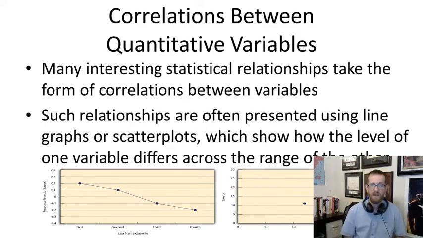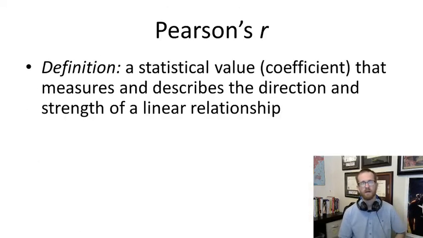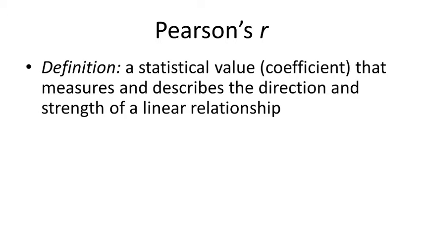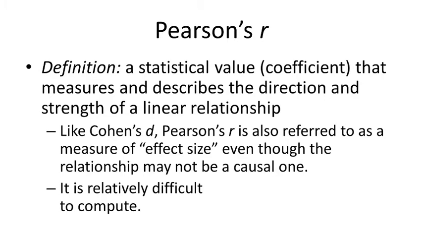That's the whole point of making a scatter plot, to see how these two variables might be related in some way. And the standardized way that we measure a correlation is something called Pearson's r. This is a statistical value, sometimes called a correlation coefficient, that measures and describes the direction and strength of a linear relationship. So it's very similar to Cohen's d, and it's often also used to measure effect size. But compared to Cohen's d, it is relatively difficult to compute.